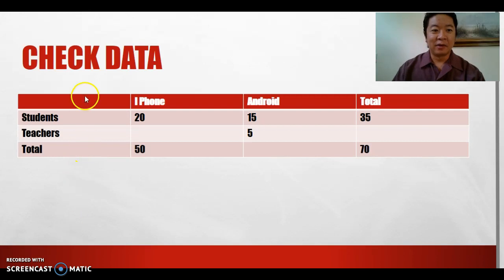Right, now we have data before you regarding cell phones. We have iPhones and Androids, comparing students and teachers and which kind of phone they have. So we have some missing data, and now it's your job to figure out what goes in these missing points. Okay? I'll give you 10 seconds.